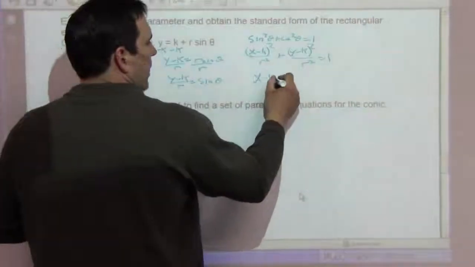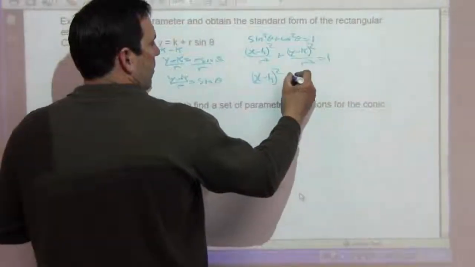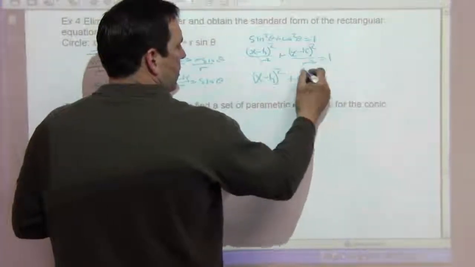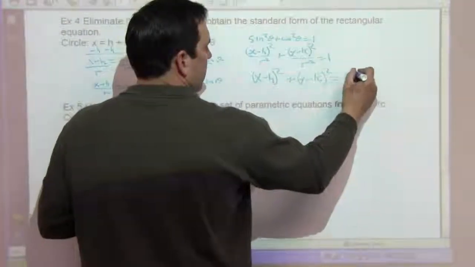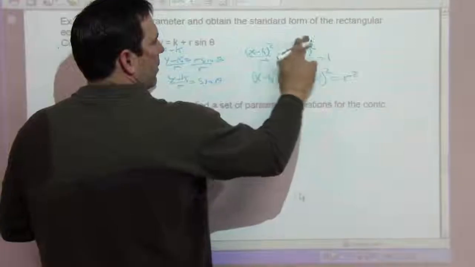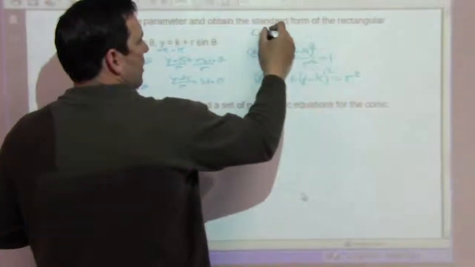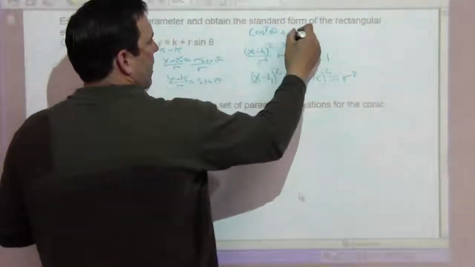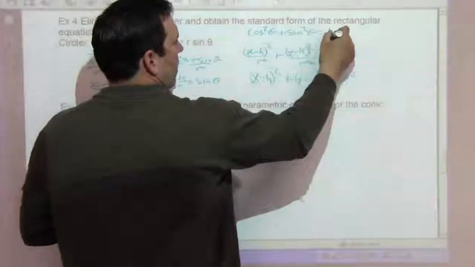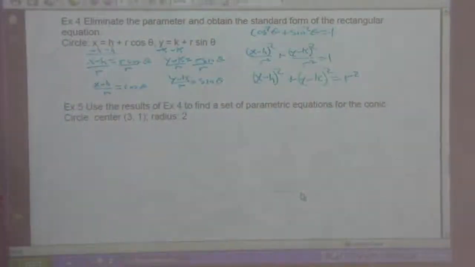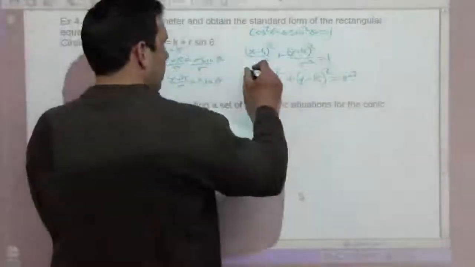So x minus h squared plus y minus k squared equals r squared. And maybe for viewing this, we should say cosine squared theta plus sine squared theta equals 1. Addition is commutative, but people might be confused with that. And that's the end of it.